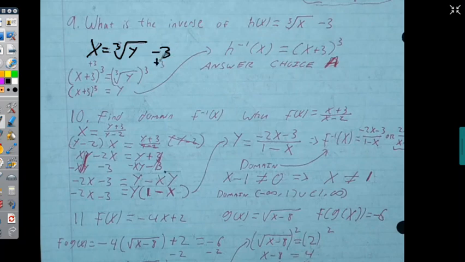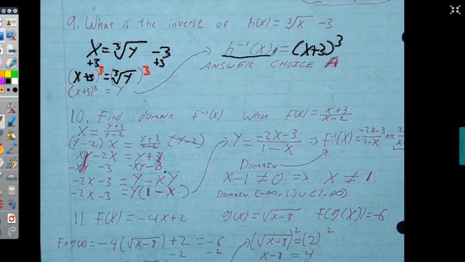Add 3 to each side, and now I have x plus 3 equals the cube root of y. My next step is to cube both sides to isolate y, get rid of that cube root. So I am cubing both sides, and I end up with x plus 3, the whole thing cubed. That is equal to the inverse of the function. And this is answer choice A on your sheet.